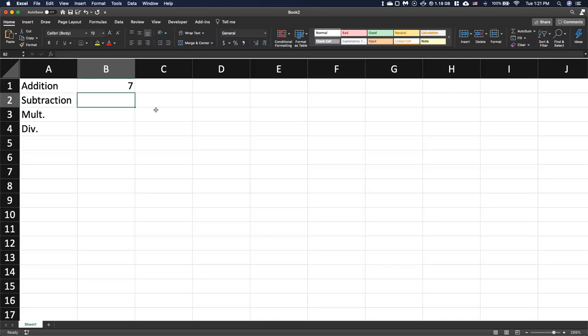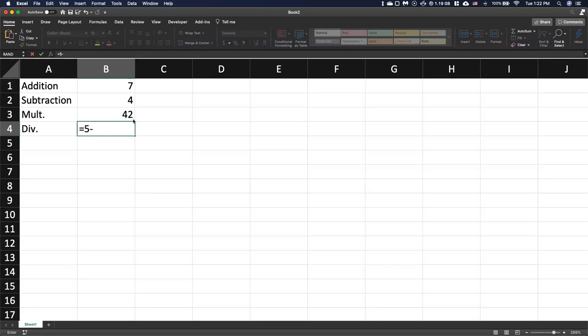Now the nice thing is that if I want to go back and look at how I got this number, I can double click on it, and it pulls up that we did 2 plus 5. We can do the same thing for subtraction, 8 minus 4. Multiplication, we can do 7 times 6. Be sure that you're using the asterisk symbol; shift 8 is how you get it, or if you've got a number pad, you can just type it in there. And division, once again, same thing. 5 divided by 10, and that's going to give us 0.5. So Excel does all of your basic equations.